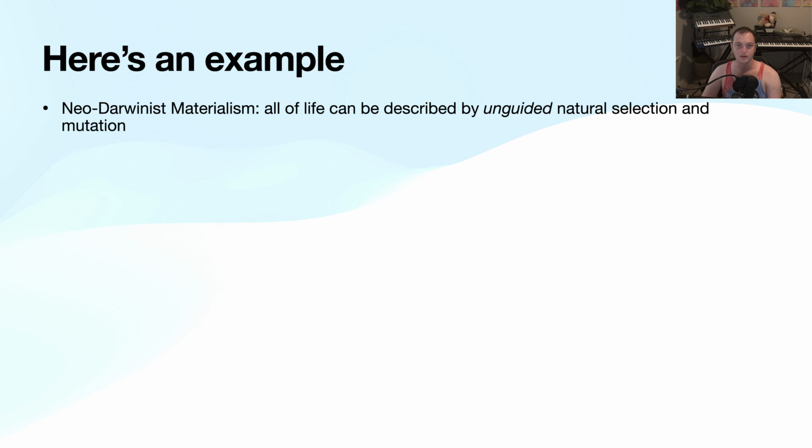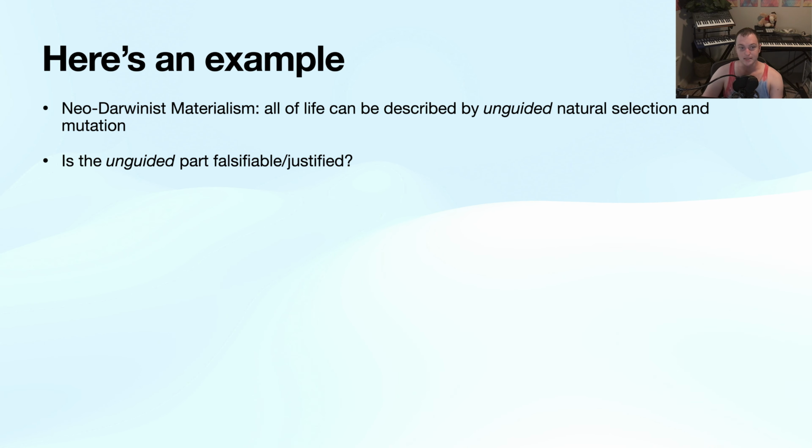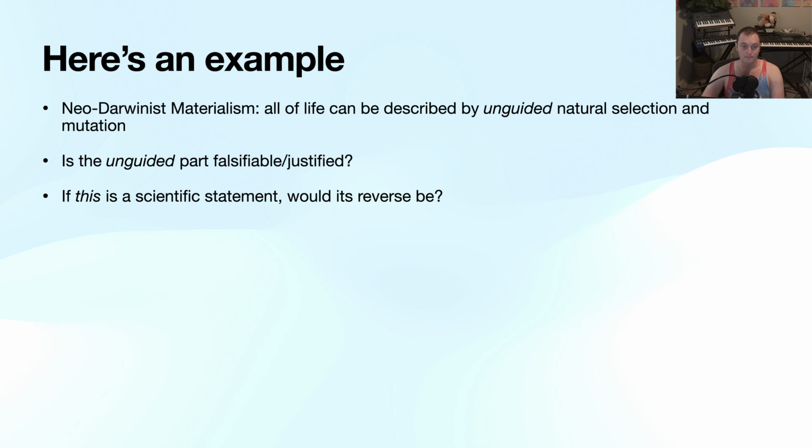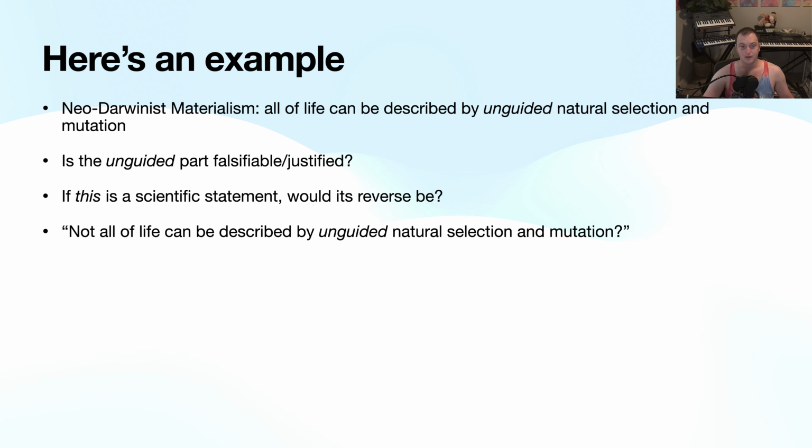So here's an example, right? Consider neo-Darwinist materialism that says all of life can be described by unguided natural selection and mutation. Now, the question here is, is this unguided part falsifiable or justified? Is this a scientific statement, right? All of life can be described by unguided natural selection and mutation. If this is a scientific statement, I think we would expect its reverse to be as well. So if this is a falsifiable statement, a statement that can be investigated through the scientific method, then we would also expect, I think, not all of life can be described by unguided selection and mutation.